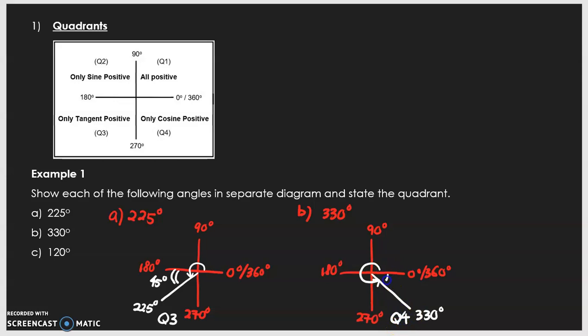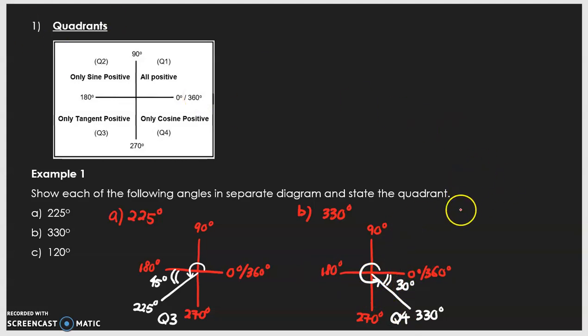And for the angle with the x-axis, we need to find this angle by using 360 minus 330 degrees. So here is 30 degrees. So the angle is based on the x-axis, not the y-axis.